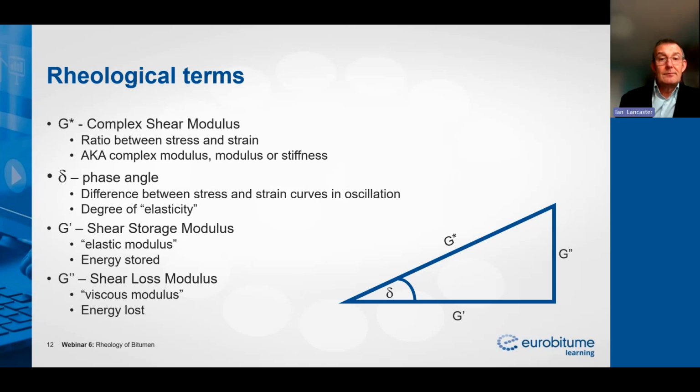All of those properties fit together quite nicely and relate to each other on this triangle that you see here. So G star, the complex modulus over here, loss modulus, storage modulus, and phase angle, they are all interrelated that way.